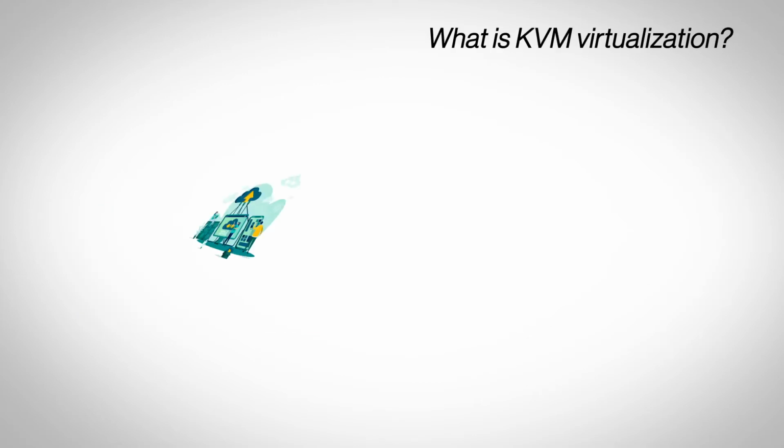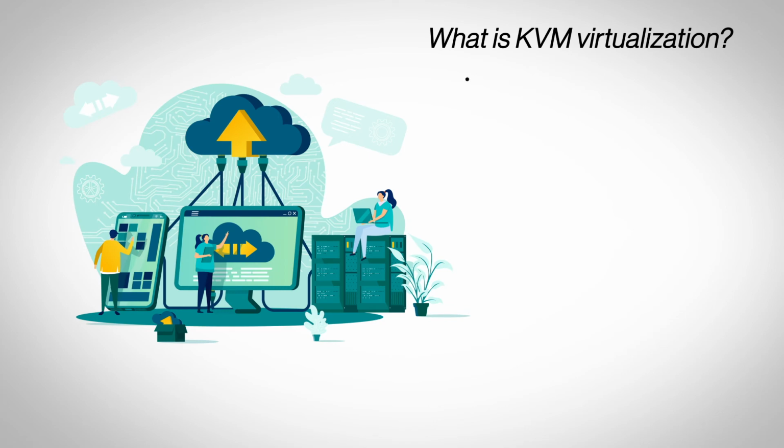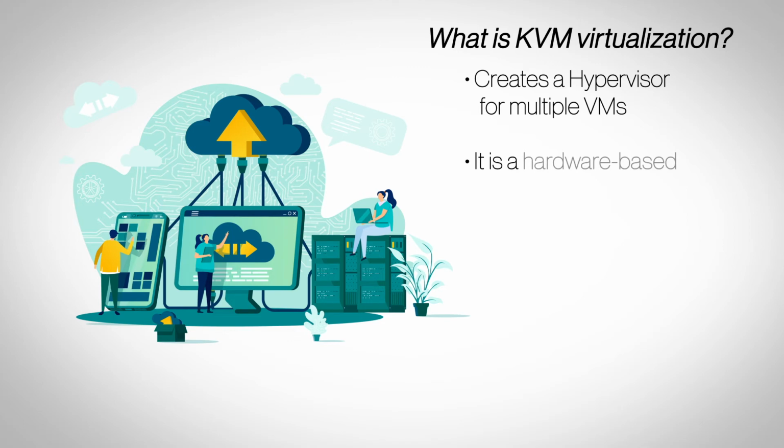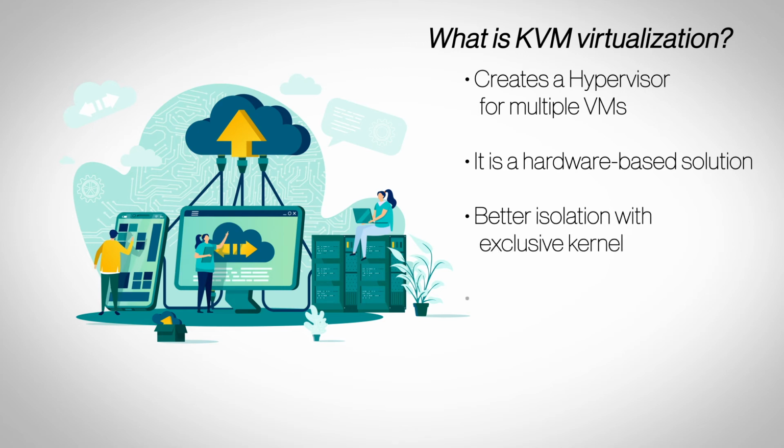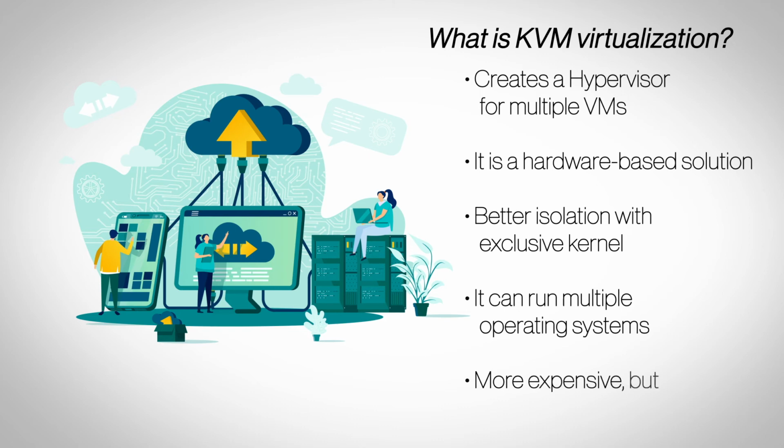What is KVM virtualization? KVM virtualization is an open-source software that splits a server into multiple VMs by turning it into a hypervisor. KVM stands for kernel-based virtual machine and it is a hardware-based virtualization technology. It offers better isolation, and gives a closer dedicated server experience since each user owns their kernel. It mimics real hardware and can easily run other operating systems such as Windows and BSD. KVM is more expensive, but offers more features and advanced level of security measures.